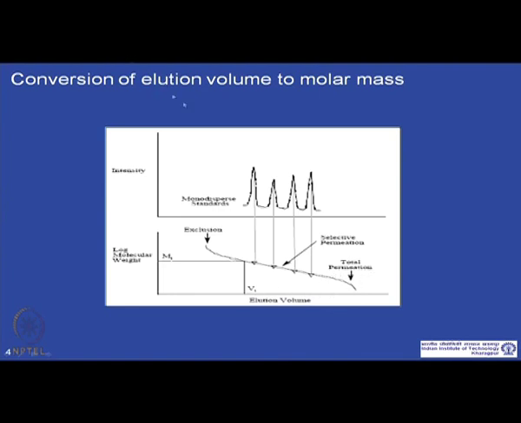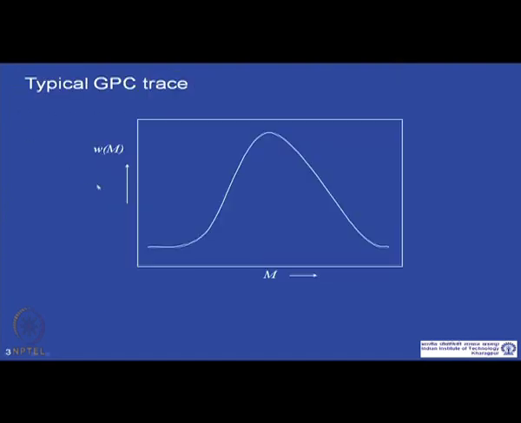So, we can remember what the purpose was. We were trying to convert this raw data to weight fraction distribution, plotting weight fraction versus molecular weight. Now, from the calibration curve we can convert the elution volume to molecular weight.